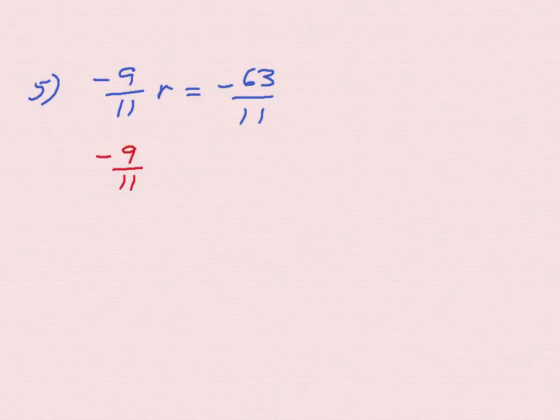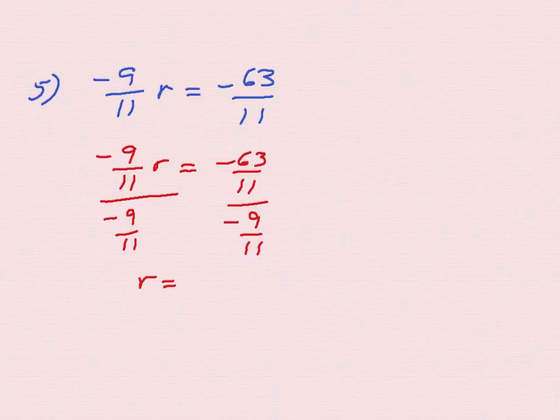And it's multiplied by r. So if I take the coefficient, which is a fraction, and divide it on both sides by itself, negative 9 over 11 divided by negative 9 over 11, that would cancel, leaving me with just an r, which is what I want. On the right-hand side, perhaps if I rewrote it, not as a complex fraction, but with a division sign beside, it would be easier to see. So negative 63 over 11 divided by negative 9 over 11.